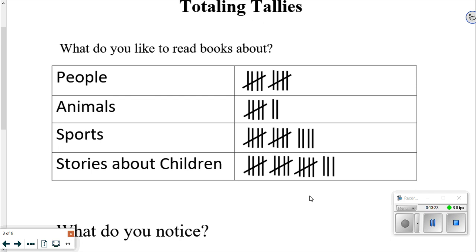Yeah, what books we like to read about. It's our question right here. So they went up to people and said, hey, what kind of books do you like to read about? What did we notice? What did we notice about this data? What do we notice about this data? I should see everyone's hand. This is not a trick question. What do we notice about this data? Bryson, what do you notice?